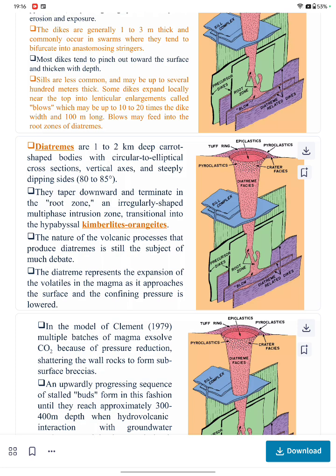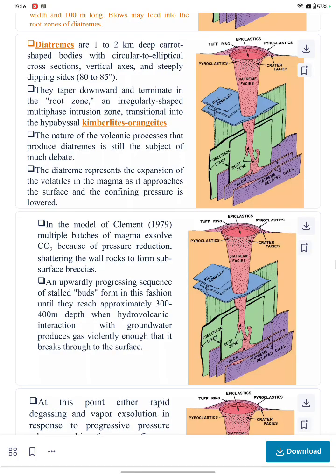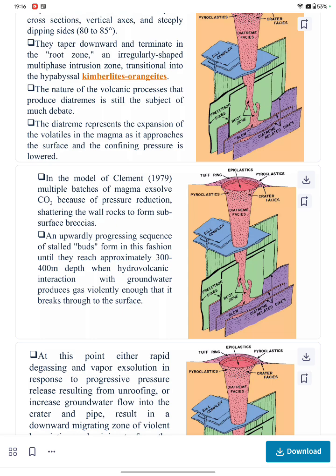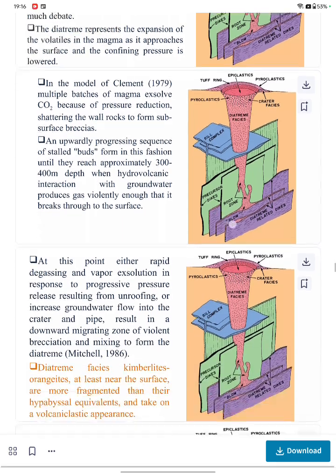So diatremes are 1 to 2 kilometer deep carrot-shaped bodies with circular to elliptical cross-section, and they have steeply dipping sides of up to 80 to 85 degrees. They taper downward and terminate into a root zone, an irregularly shaped multiphase intrusion transitional into the hypabyssal kimberlite orangites. The nature of the volcanic processes that produce diatremes is still the subject of much debate. Diatremes represent the expansion of volatiles in the magma as it approaches the surface and the confining pressure is lowered.